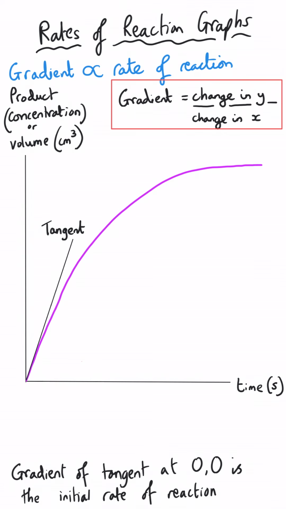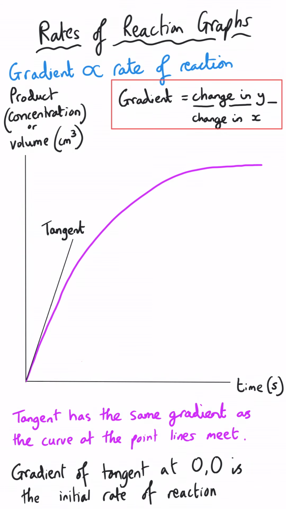So you draw a tangent, and that tangent follows the line of the curve at first, but when the curve starts to curve, the tangent continues in a straight line. Tangents are always linear. And so you could measure the time later on in the reaction, here for instance.